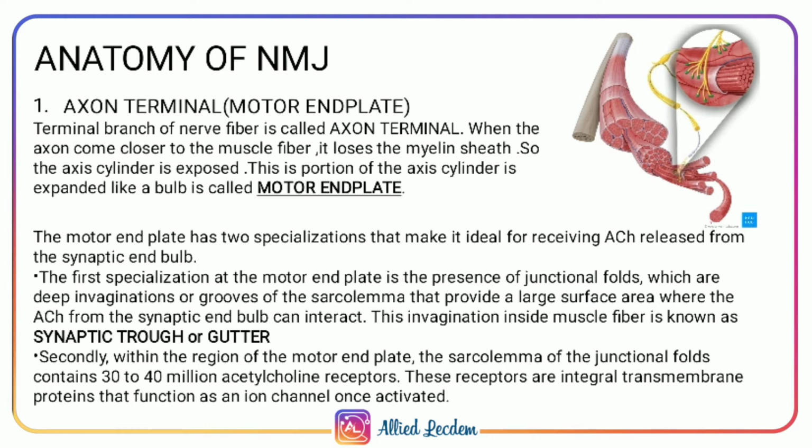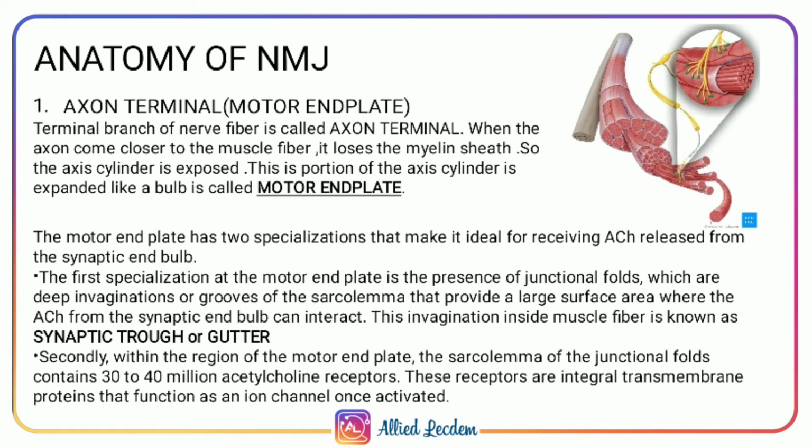Okay. The first structure we are going to see is the axon terminal, which is also known as motor end plate. The terminal branch of nerve fiber is called axon terminal. When the axon comes closer to the muscle fiber, it loses the myelin sheath. Myelin sheath is nothing but the covering which covers the axon. So the axon cylinder is exposed. This portion of axon cylinder is expanded like a bulb, which is called the motor end plate.